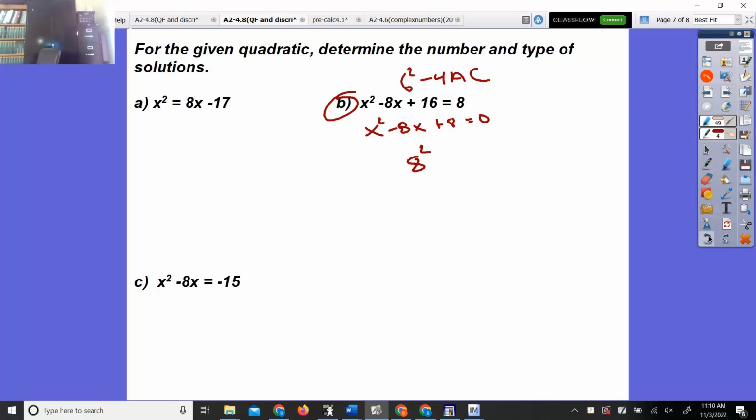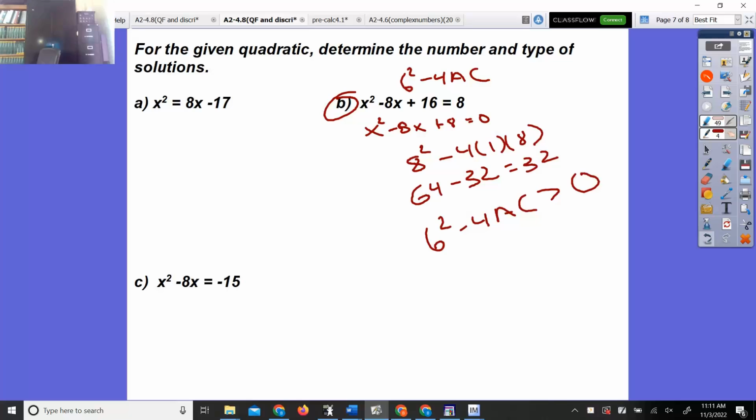Take away 4ac. Minus 4 times 1 times 8. That's minus 32. That's 64 minus 32. It's 32. We just discovered the discriminant was 32. Is 32 more than 0? Yes. So, it turns out b squared minus 4ac is more than 0. What's that mean? It has two real roots. Two real solutions. Roots, solutions, zeros are all the same thing. You'll hear me use them all interchangeably. Two real solutions, answers, zeros, roots, x-intercepts. They're all the same thing.